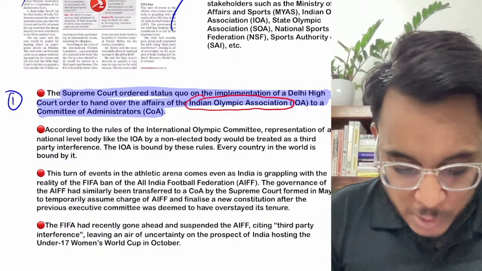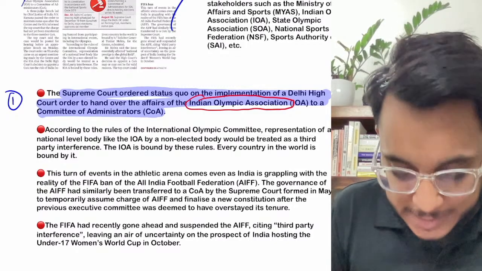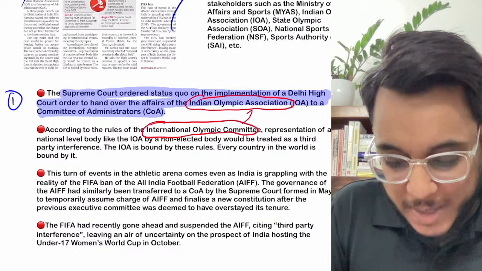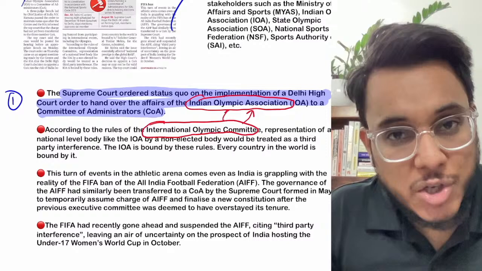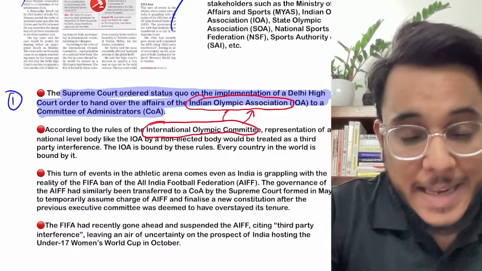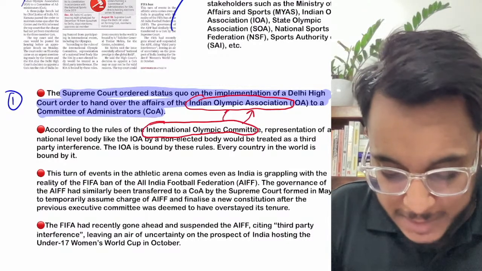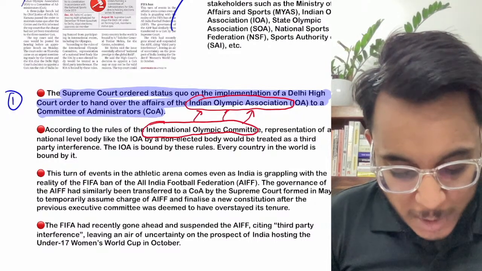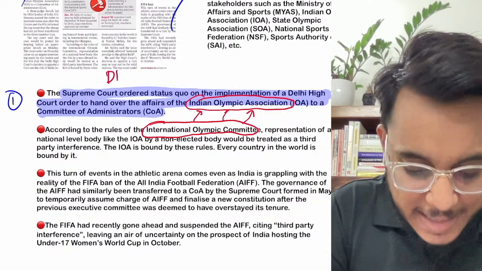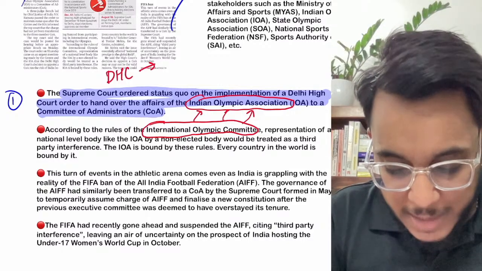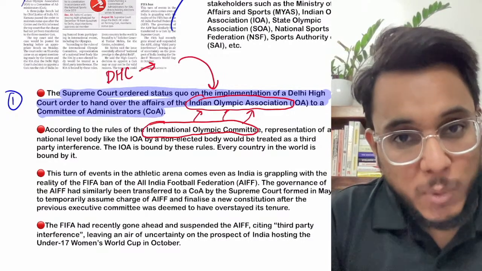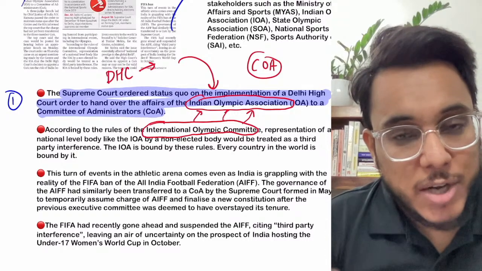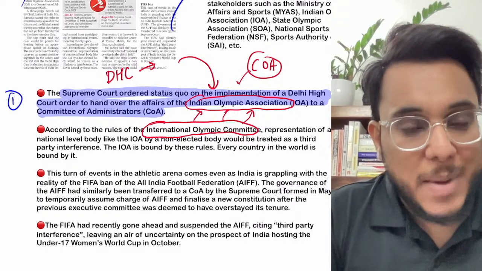Recently, the International Olympic Committee has provided that the Indian Olympic Association will be banned. If it is banned, it will not be able to send India's representatives to the Olympic Games. The question is why the International Olympic Committee is saying this. It is because recently the Delhi High Court ordered that the governing body of the Indian Olympic Association be removed, and in its place a committee of administrators will govern the affairs of the Indian Olympic Association.